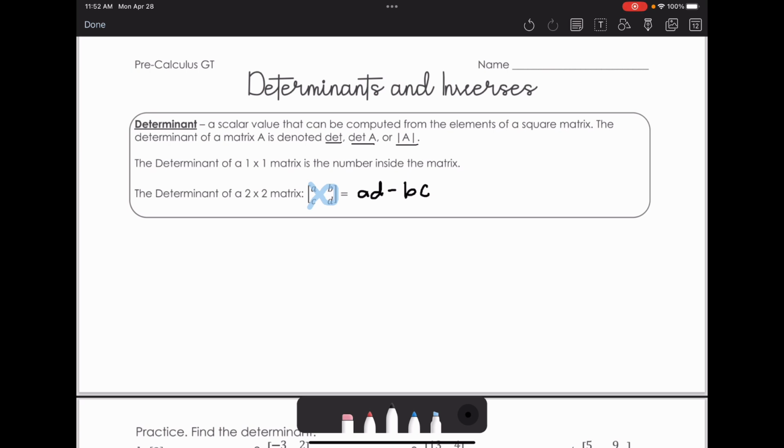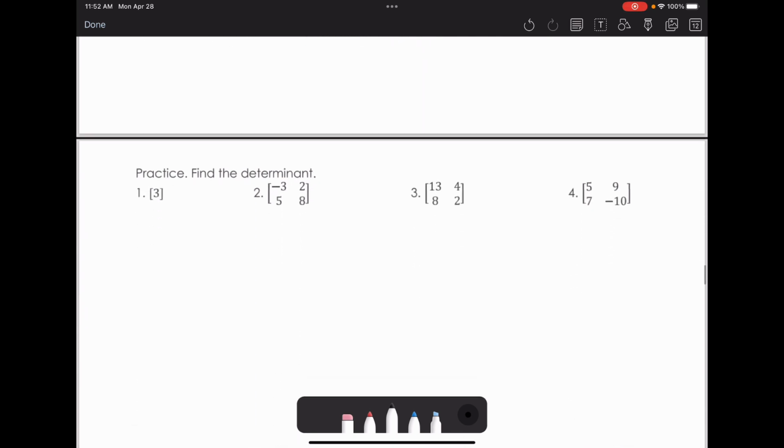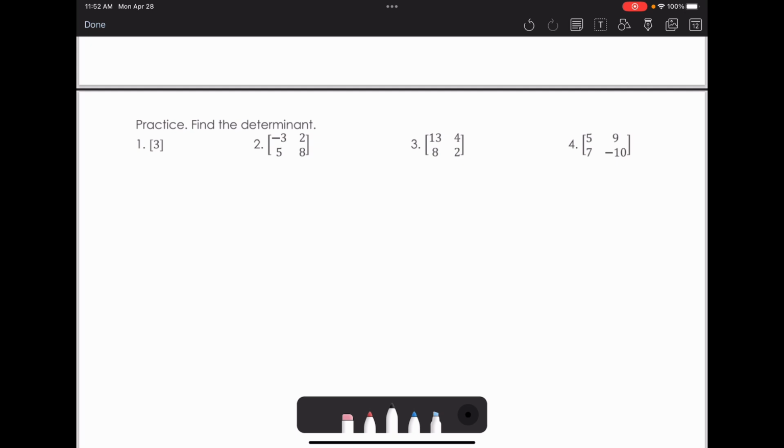So we're going to do these practice ones. On the first one, it's a 1x1 matrix, so the determinant is just 3. On the second one, this is where we do the fish thing. So that would be -3 times 8 minus 2 times 5. So -24 minus 10 gives you -34. And that's the determinant. So I'd like you to try that with 3 and 4. So pause the video, try those, come back.